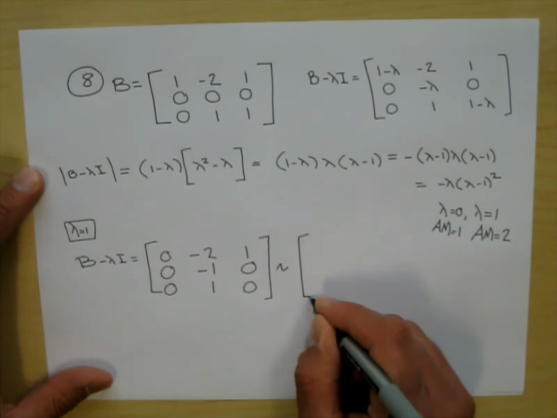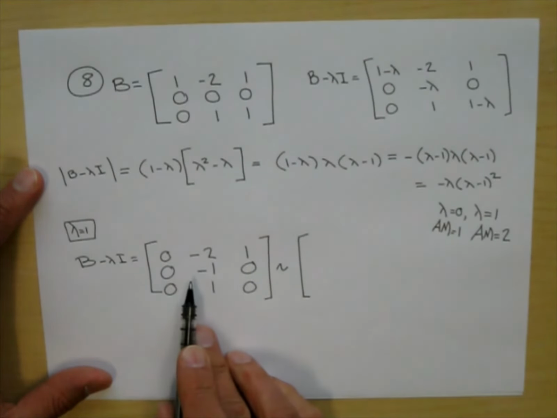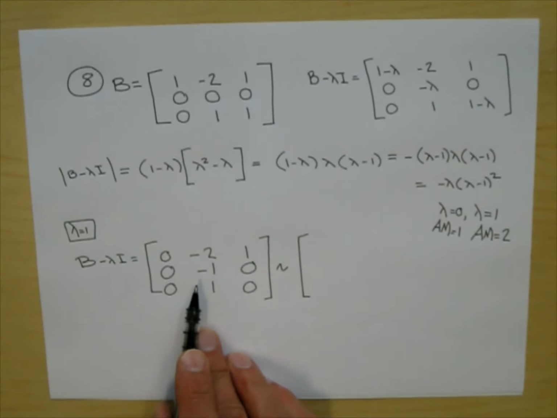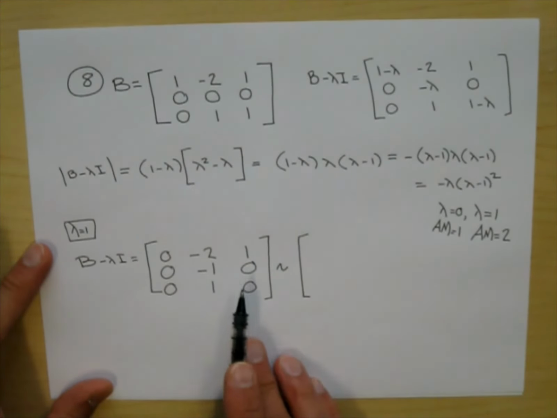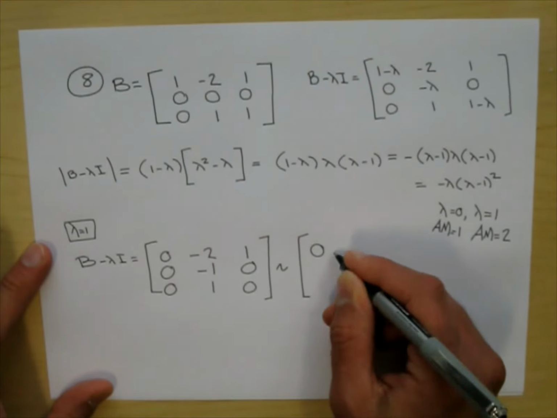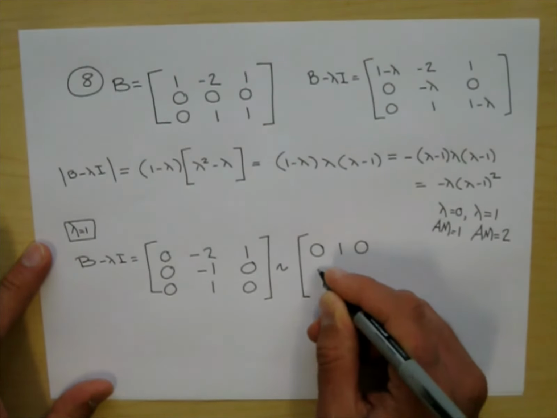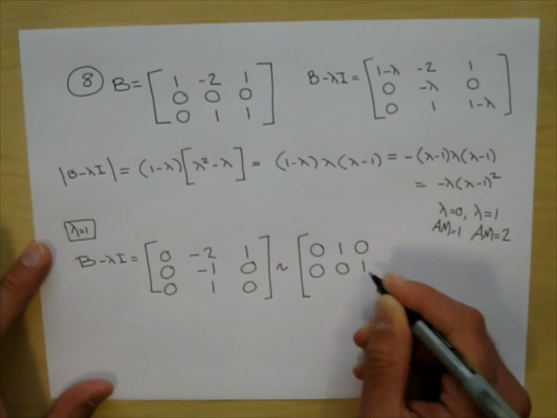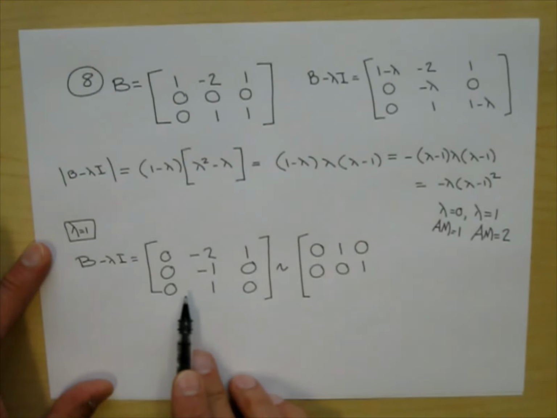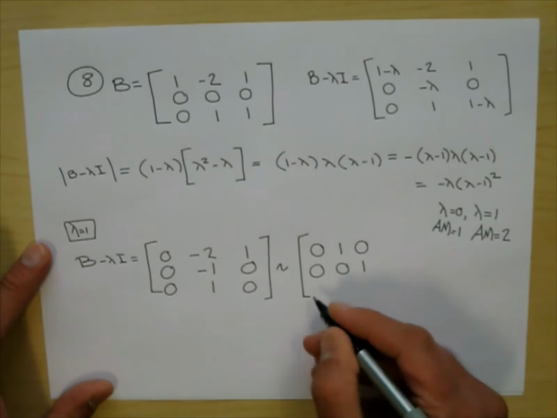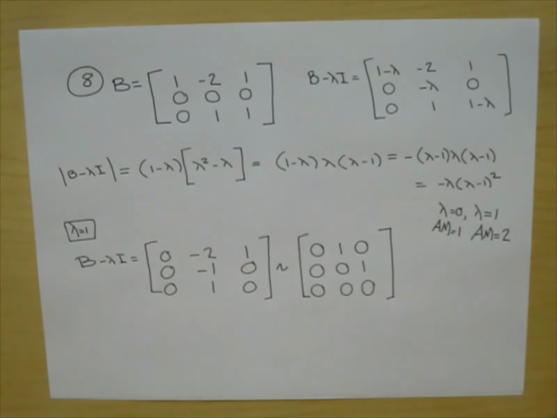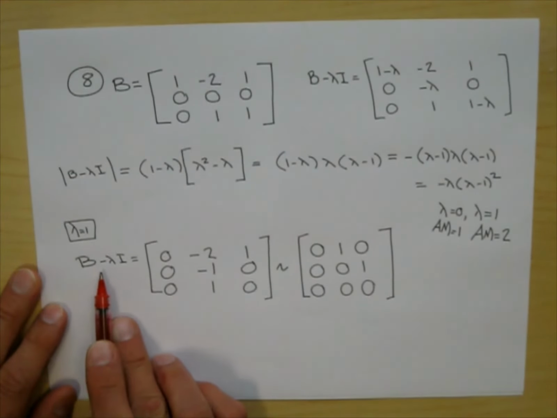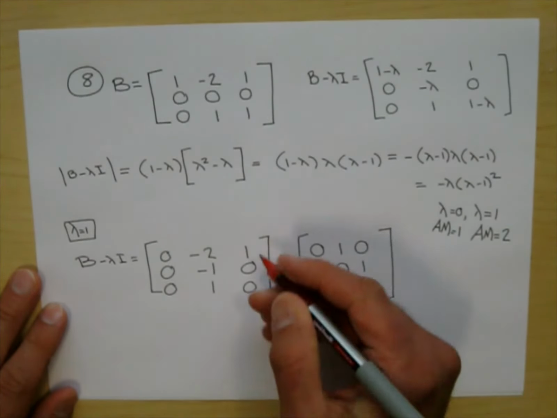So this matrix reduces to, what am I going to reduce it to? Actually, this thing reduces to 0, 1, 0, 0, 0, 1, because we can subtract 2 times that one. Yeah, and then 0, 0, 0. Okay. So, what am I trying to find on this B minus lambda I? I'm trying to find the null space.